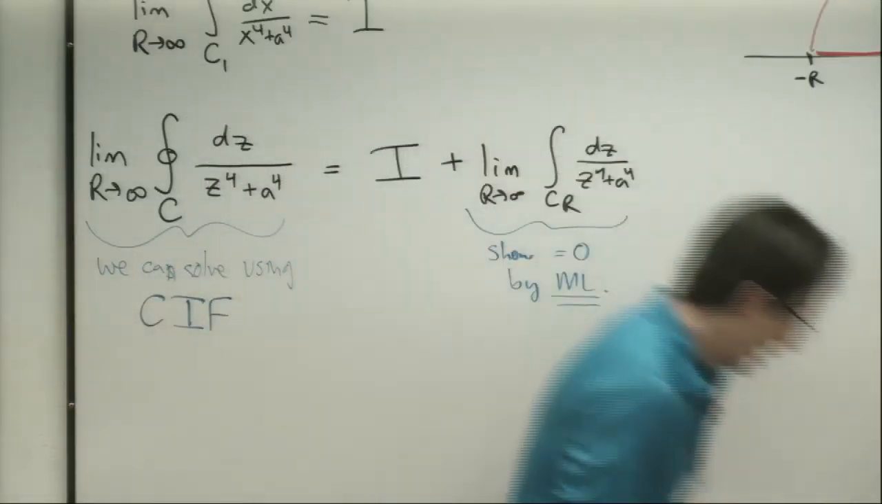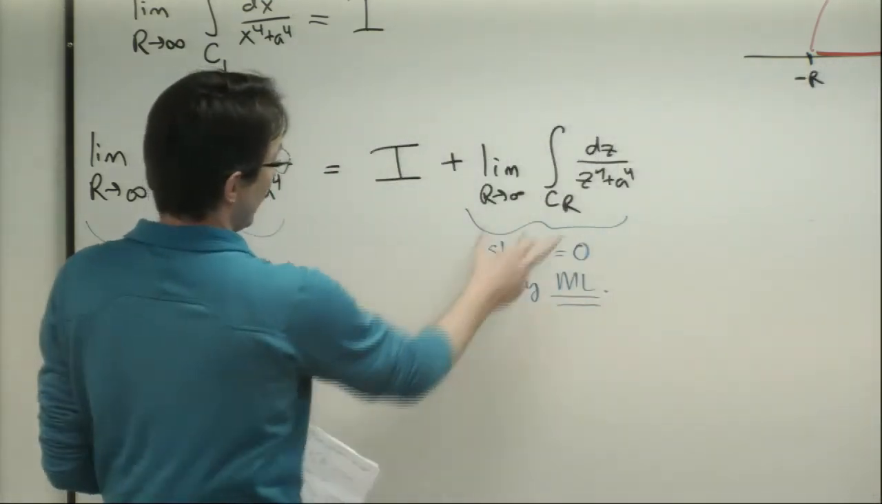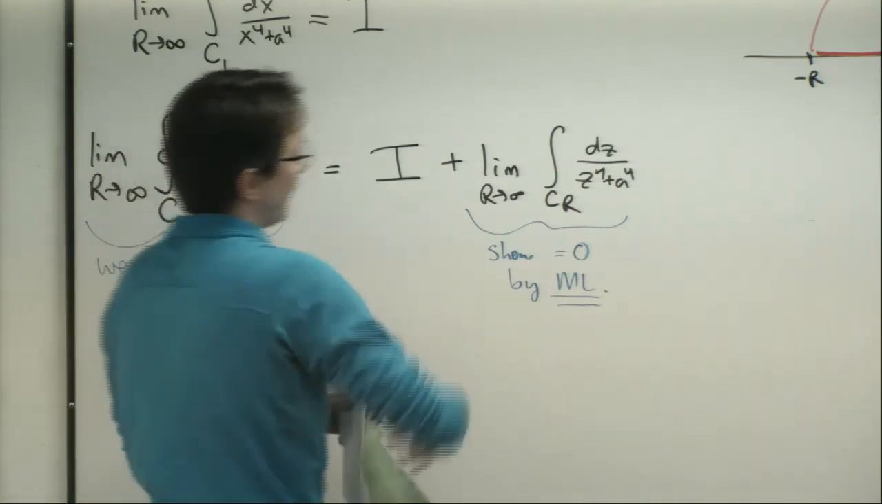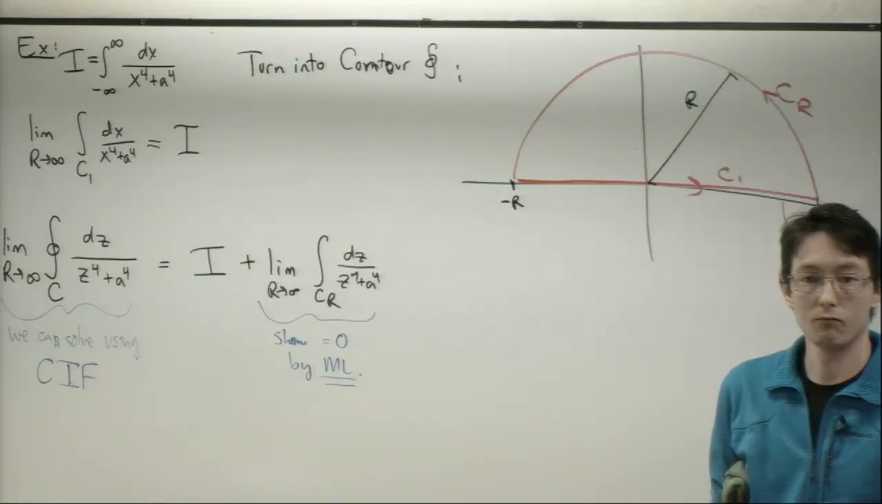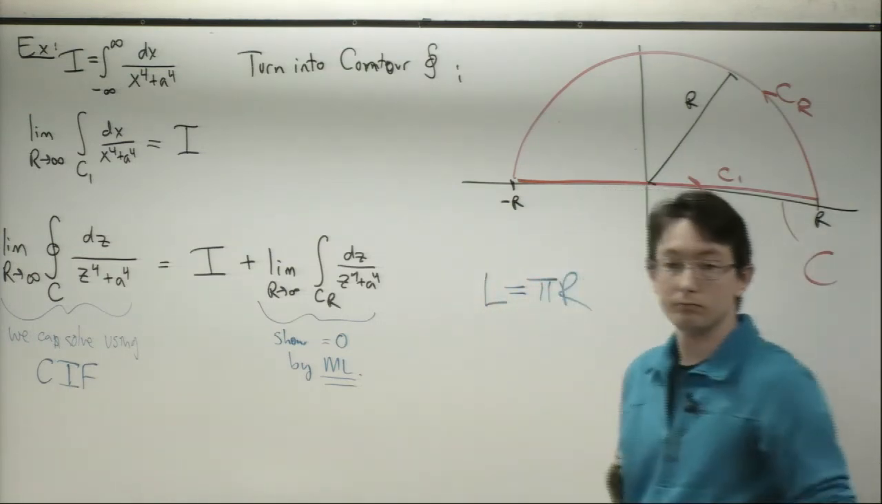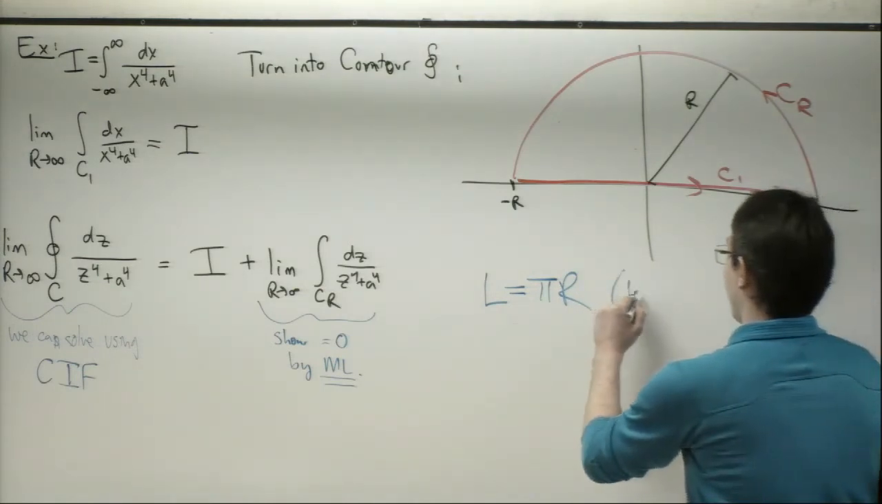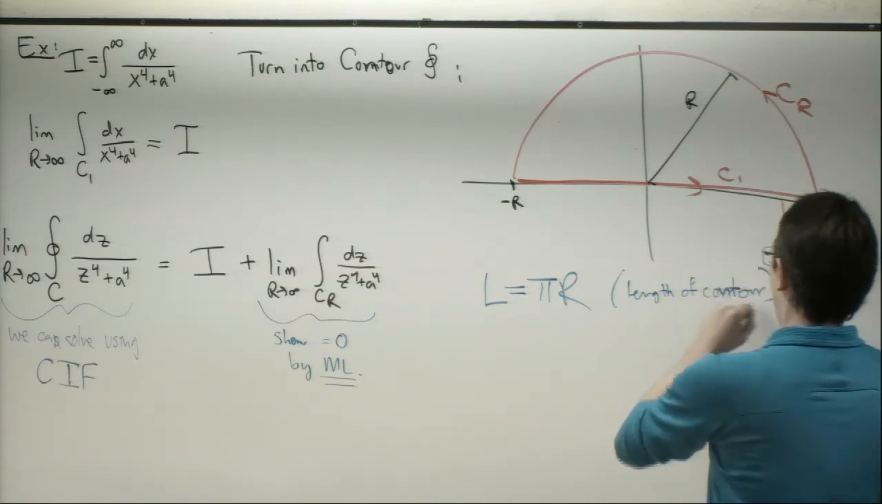Okay, good. This is just accounting. We're just doing accounting. These things have to add up. Okay, and if this one's equal to 0, then I equals this. So how do we prove that this is equal to 0 by ML bounds? Okay, so what's the length of this big CR? Pi r. Okay? L equals pi r. Right? Length of contour. Not the counter, the contour.